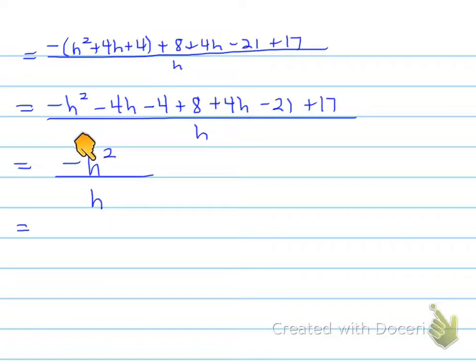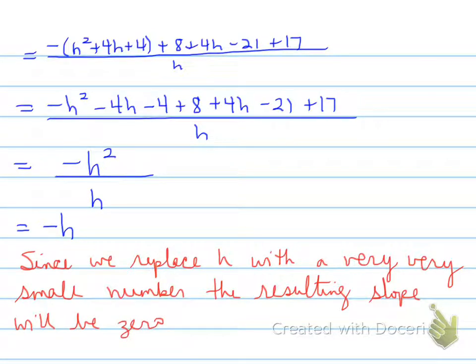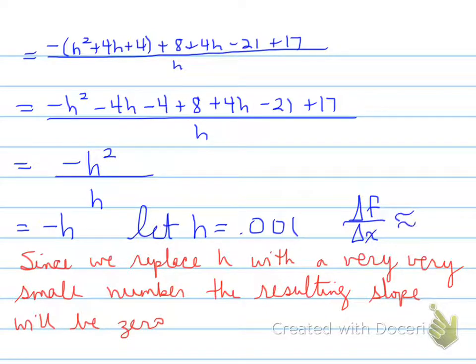Well, we know that negative h squared over h is going to equal negative h. Now, since we replace h with a very, very small number, i.e. 0.0001, or a small number that essentially is 0, the resulting slope will be 0. So we're going to let h equal a very, very small number, let's say 0.001, and so delta f over delta x is going to approximately equal, once we plug in that value, something very, very close to 0.